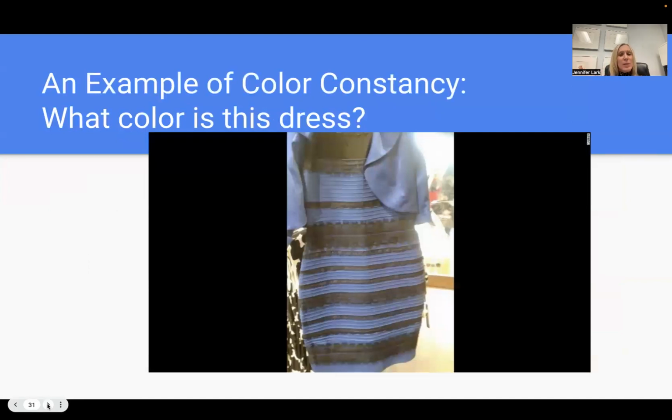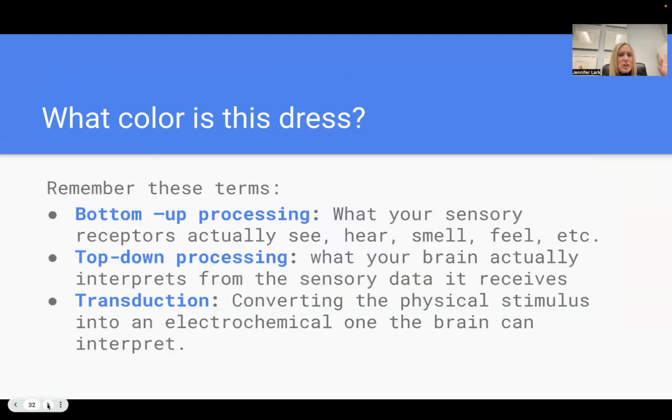A phenomenal example of this, you guys, is this dress. You should Google this dress just for fun. It was this whole phenomenon that blew up the internet a number of years ago. You're probably too young to remember it. But the big question on the internet was, what color is this dress? Is it white and gold or is it blue and black? In this picture, it clearly looks white and gold, but underneath other lighting, this exact same dress looks blue and black. And so people were arguing back and forth with each other, and it was this whole situation.